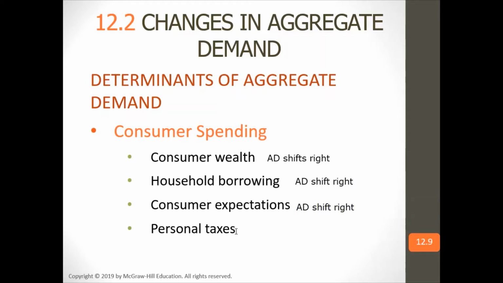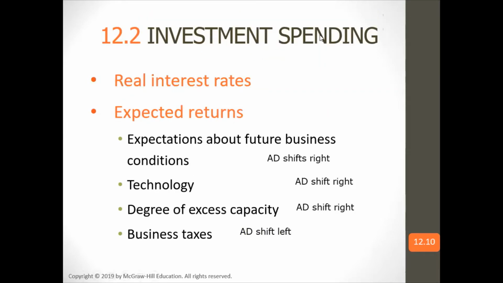And then what about if personal taxes go up? What would happen to aggregate demand? Yeah, exactly. So AD would shift left because they would spend less in the economy. They wouldn't be buying goods and services or investing, they'd be sending it to the government. So great job, great participation.